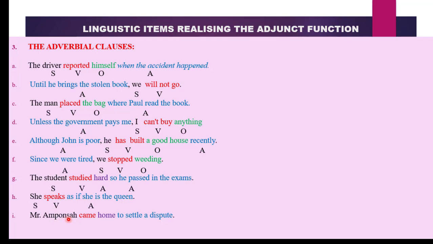The last one, "Mr. Amponsan came home to settle a dispute." What is the clause pattern? We have Mr. Amponsan as our subject, came as our verb, home as our adjunct because it is giving us information about where the action took place, adverb of place. Then we have "to settle a dispute." What information is this to-infinitive clause giving us? It is telling us about the reason why Mr. Amponsan came home. Therefore, we have adverbial clauses of reason. And this is an example. To settle a dispute is the reason why Mr. Amponsan came home. So it becomes our adjunct.